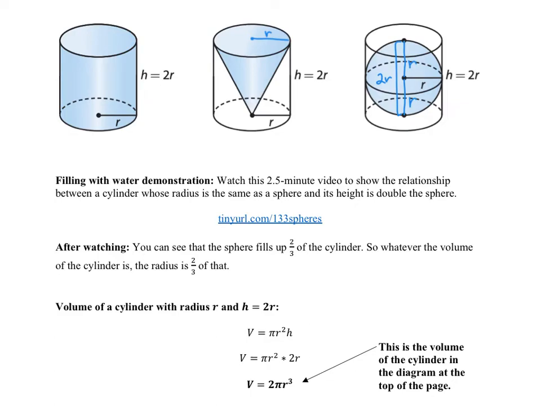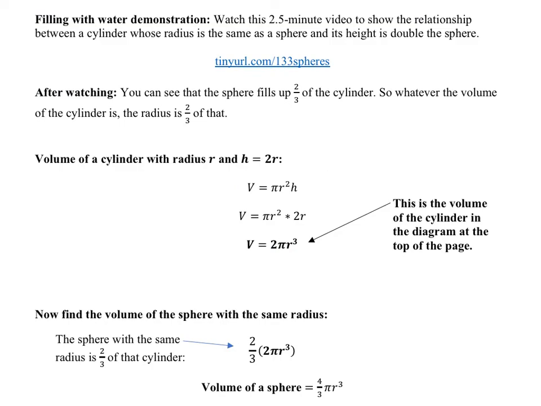So what you could see in that video was that when he filled up the sphere that had the same radius as the cylinder, and the cylinder's height was double the radius of the sphere, it filled it 2/3 full. So the sphere fills up 2/3 of that cylinder. So whatever the volume of the cylinder is, the sphere with the same radius is going to fill up 2/3 of that cylinder, as long as the cylinder's height is double the radius. So let's go ahead and look down here.